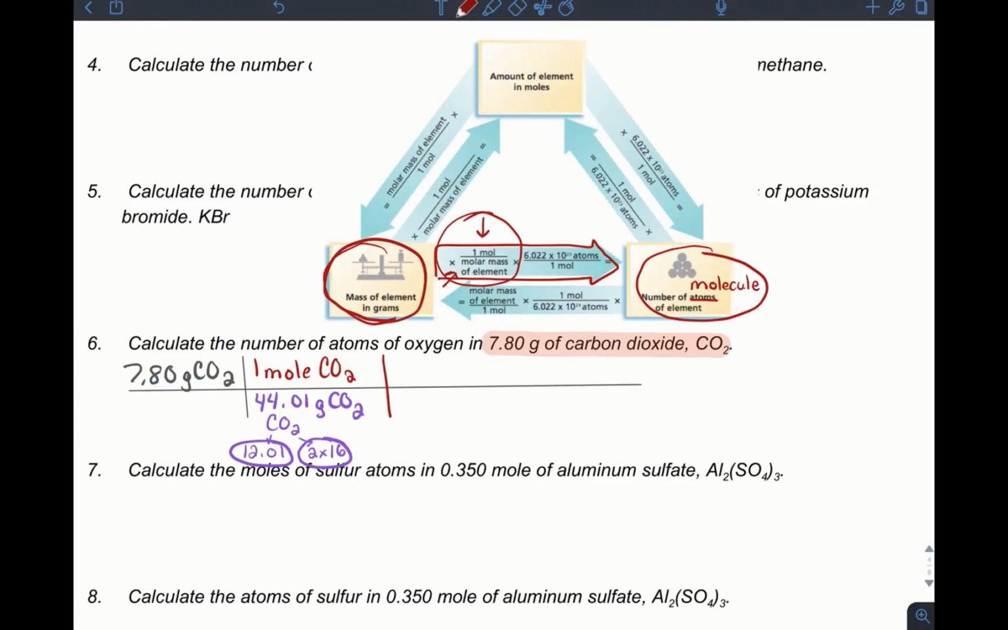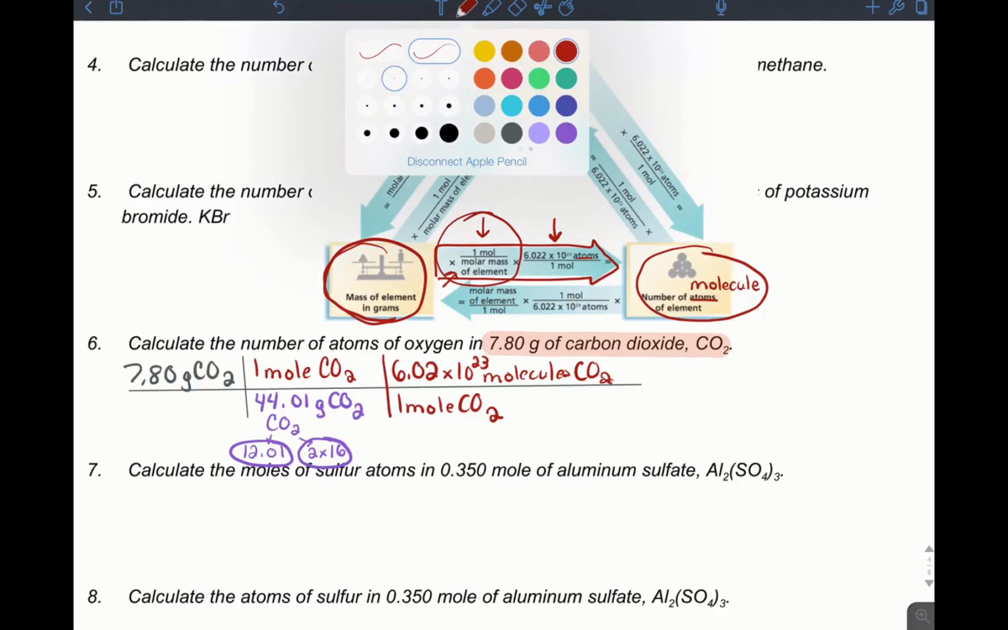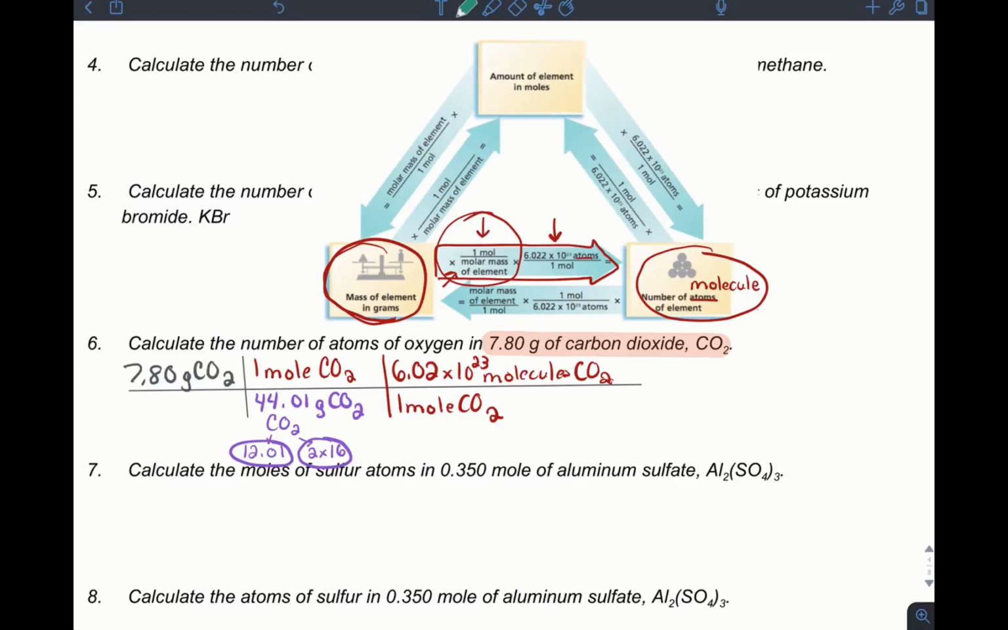Now, what we need to do is add in the next part. That would be changing it to our number of molecules. So we have 1 mole of CO2 would give you 6.02 times 10 to the 23rd molecules of CO2. Now, I know what you might be thinking, it doesn't help me because the question is asking for what is your number of atoms of oxygen. Now this is the new part here.